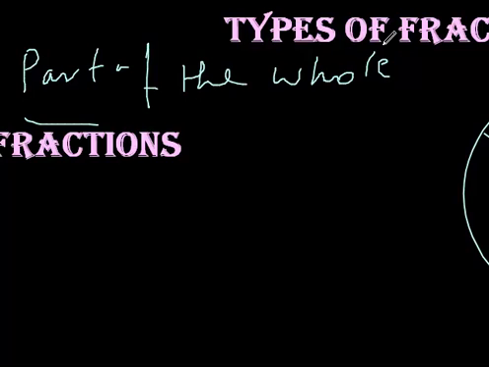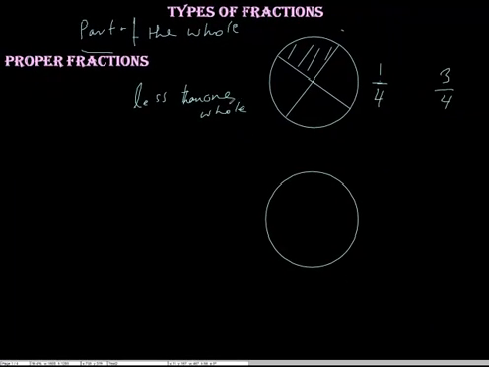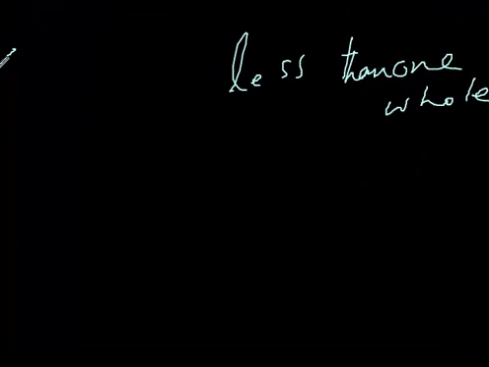Now, if I'm taking less than a whole, it's called a proper fraction, which means proper fractions are less than 1 whole. Mathematically, I can say that less than the size of 1 whole is called a proper fraction. What do I mean by 2/5? 2/5 means that I've got 2 parts out of 5.